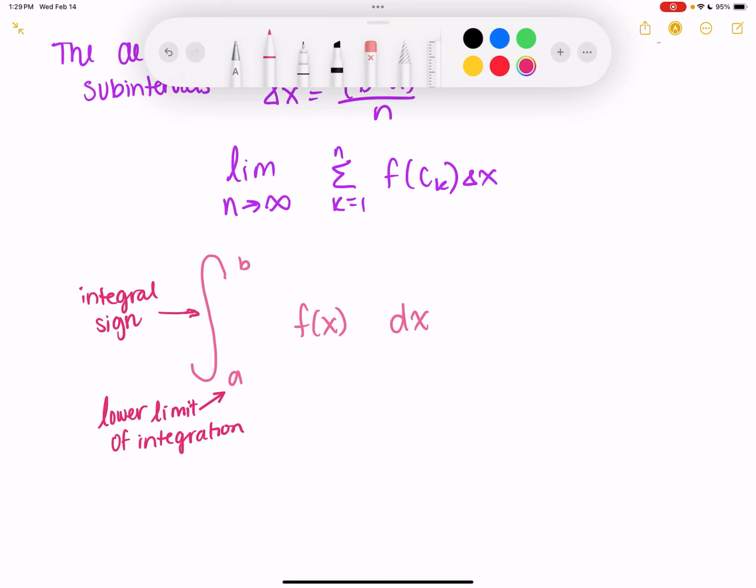B, as you might have guessed, is the upper limit of integration. Now, f of x is just here in general, but this is representing a function, so this is the integrand, so it's what we're taking the integral of. And it's just any function is what f of x is representing. And then dx is the variable of integration.